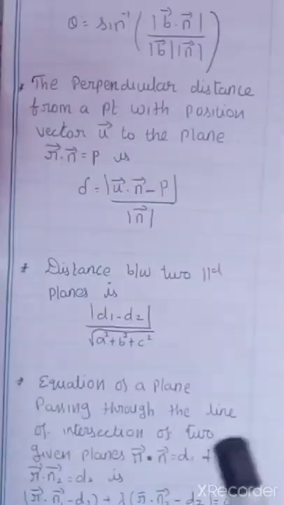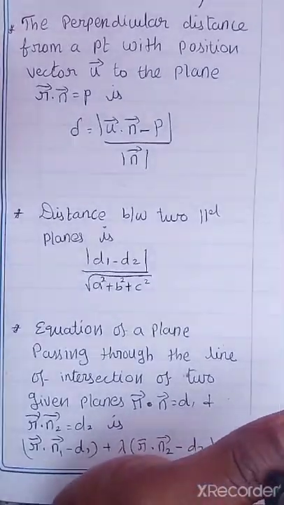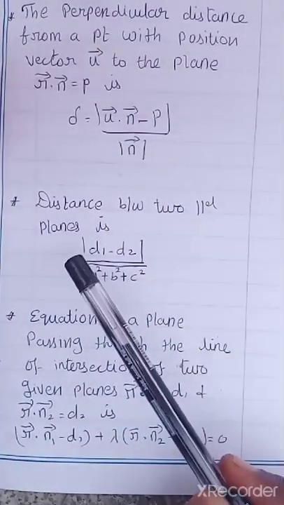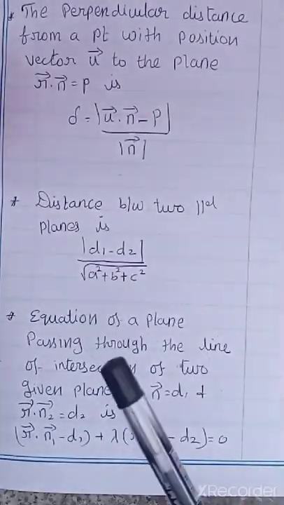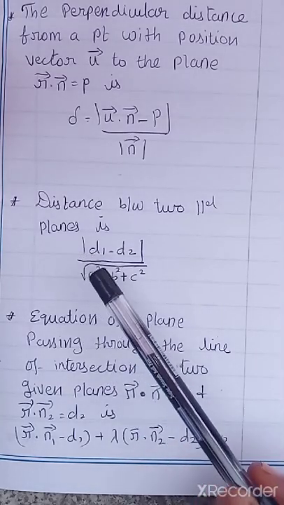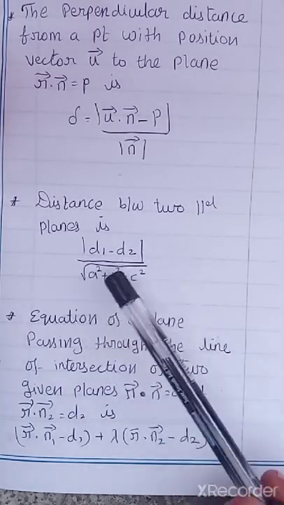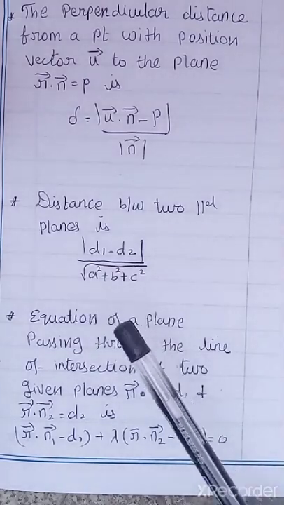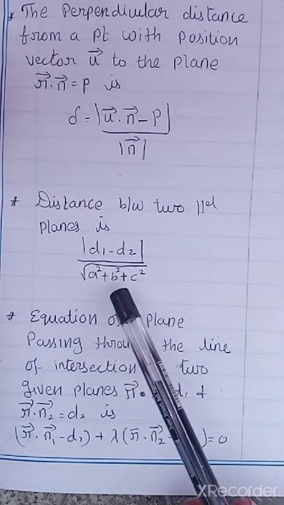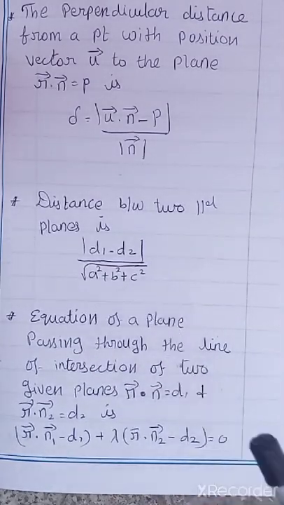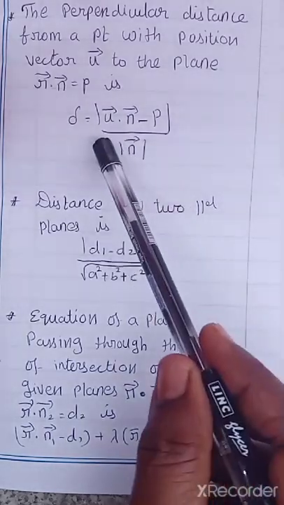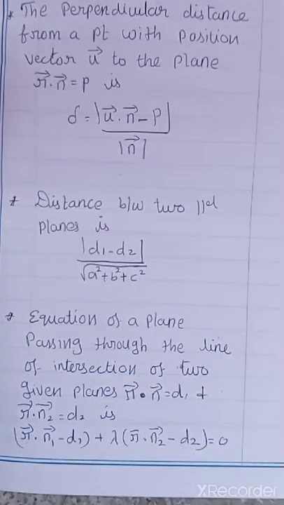Okay, next, distance between two parallel planes. So distance between two parallel planes is mod d1 minus d2 by square root of a square plus b square plus c square. Okay, these are the two distance formulas.